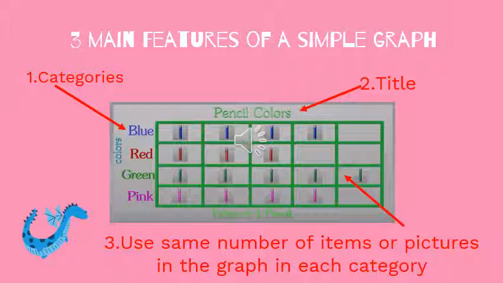At the top of the graph, there's a title. You need to tell the people that are reading your graph what it's about. This graph is about pencil colours, so that's why the title's there.